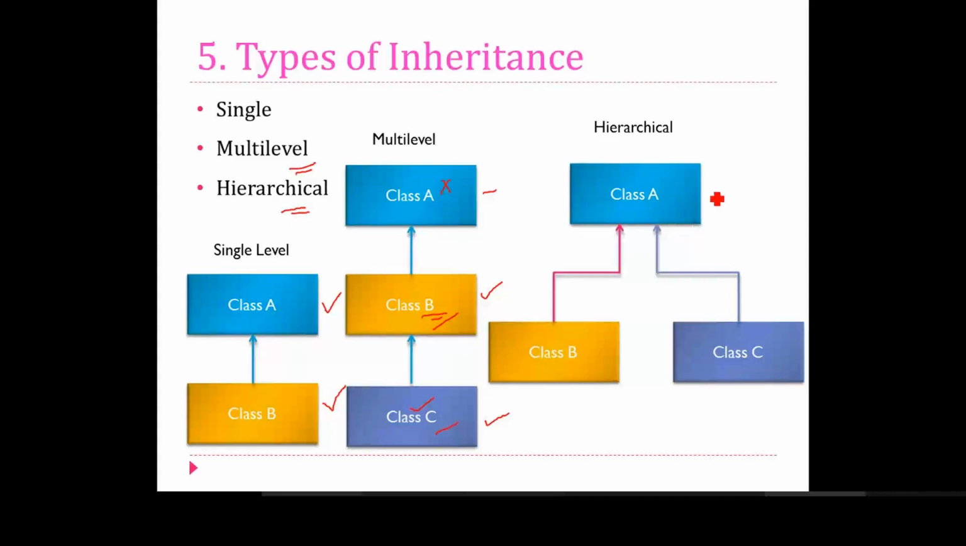In hierarchical, I have one parent and many children of the same level. Remember, they should be on the same level. That is called hierarchical inheritance. So again here you have a parent, yourself and your sibling. Both can access class A's property, but the reverse is not possible. Okay, so apart from this, you also have multiple inheritance. Remember, single, multi-level and hierarchical are the predominant types of inheritance. But apart from it, you also have something called multiple.